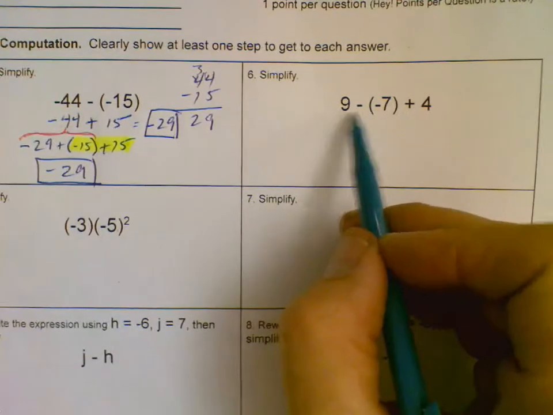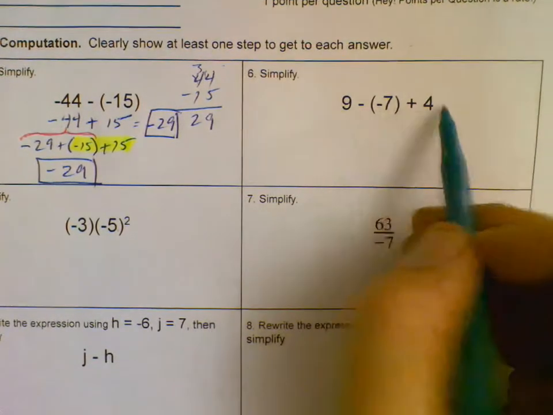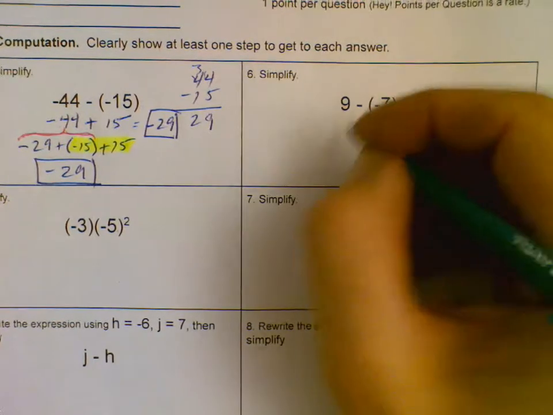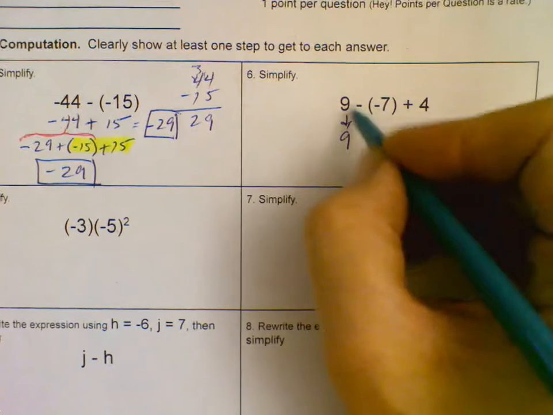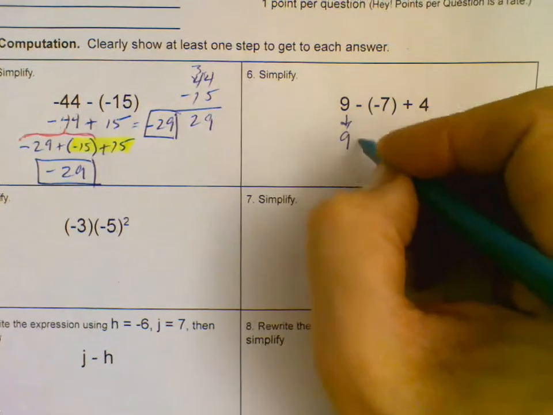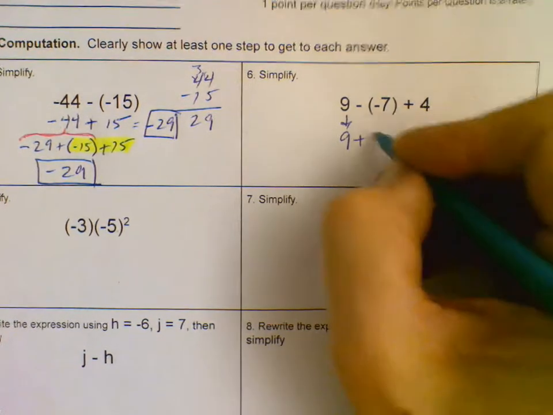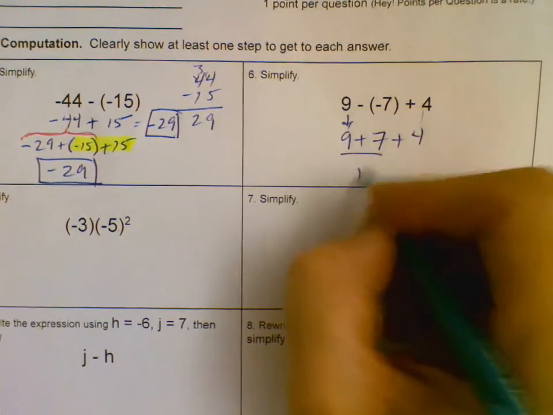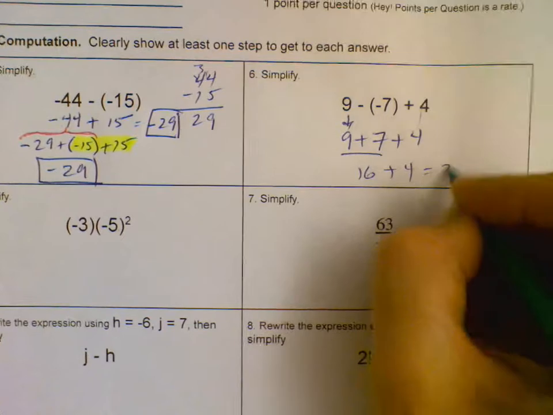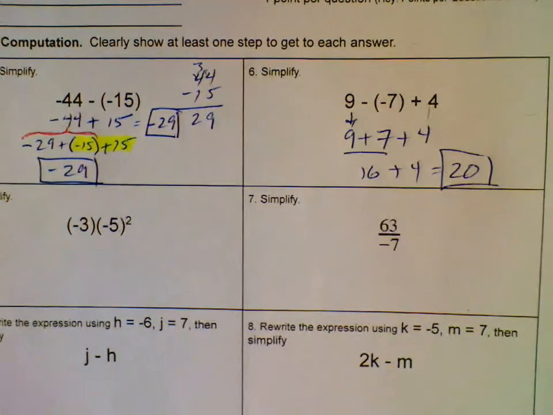Negative 9 minus negative 7 plus 4. Let me do my subtraction as adding opposites. So this is what I have for subtraction. That's an adding problem. So this becomes plus, what is the opposite of negative 7? 7. Bring down the 4. 9 plus 7 is 16. 16 plus 4 equals 20. That one was pretty straightforward, I hope.